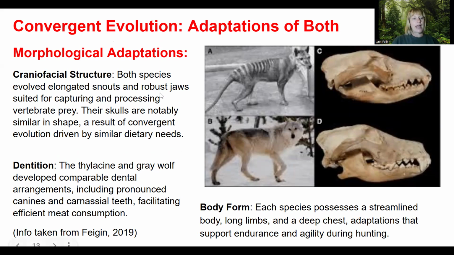The thylacine and gray wolf developed comparable dental arrangements, including pronounced canines and carnassial teeth, facilitating efficient meat consumption, and obviously the body form. Each species possesses a streamlined body, long legs, and a deep chest. Adaptations that support endurance and agility during hunting.